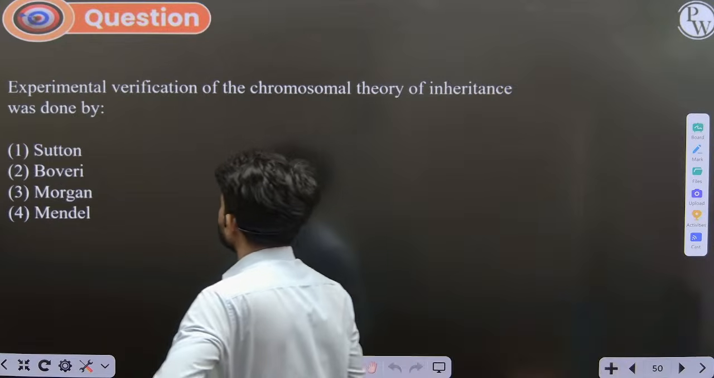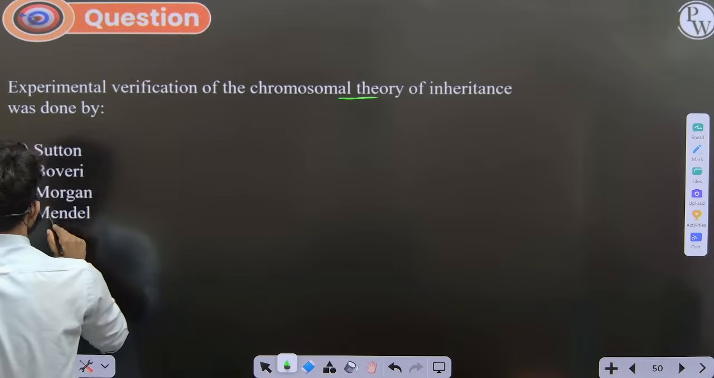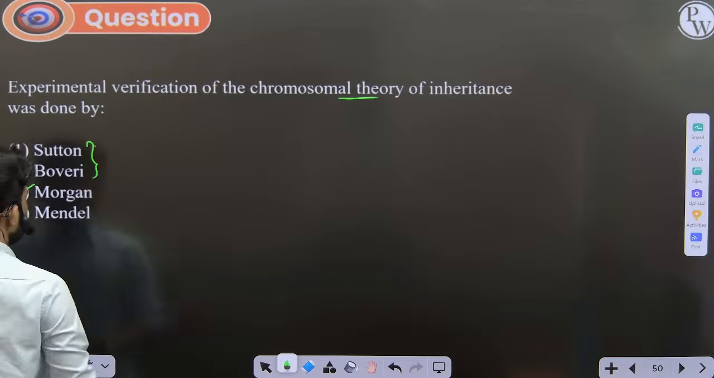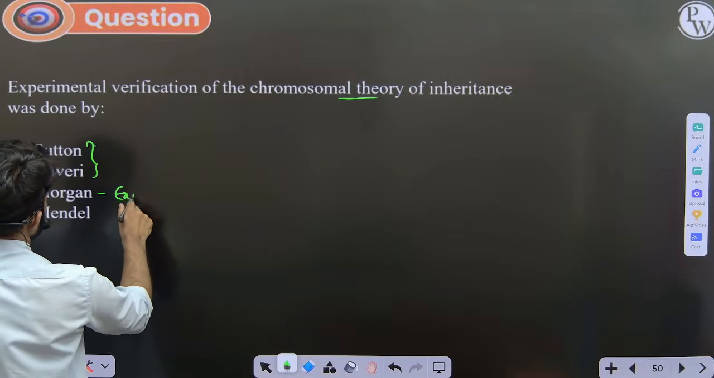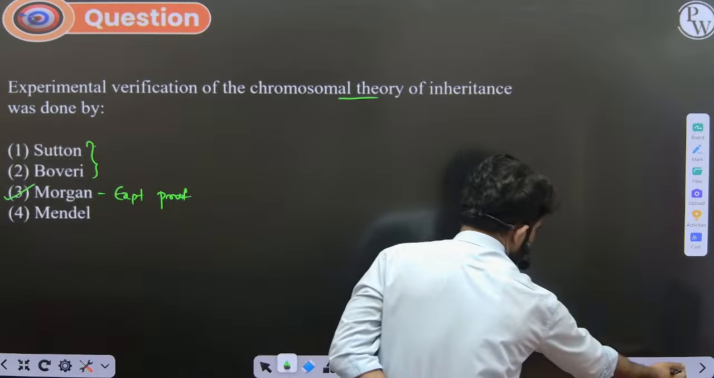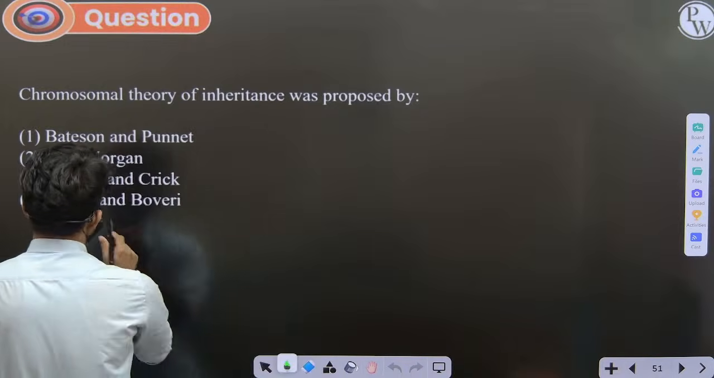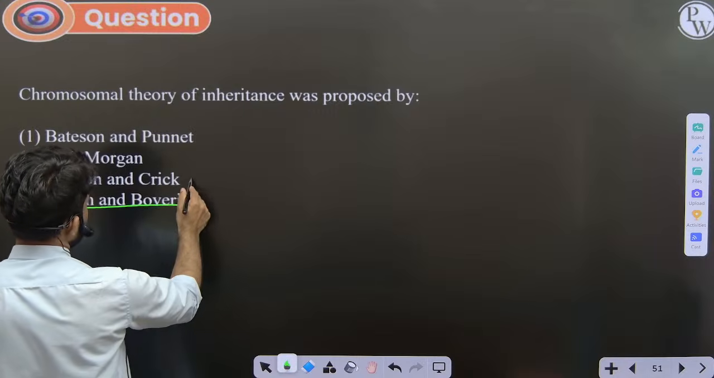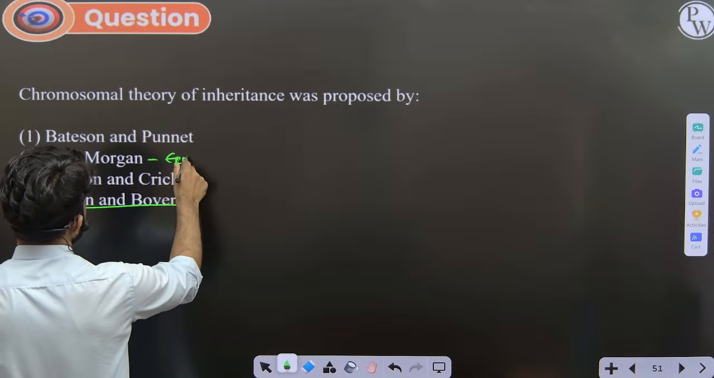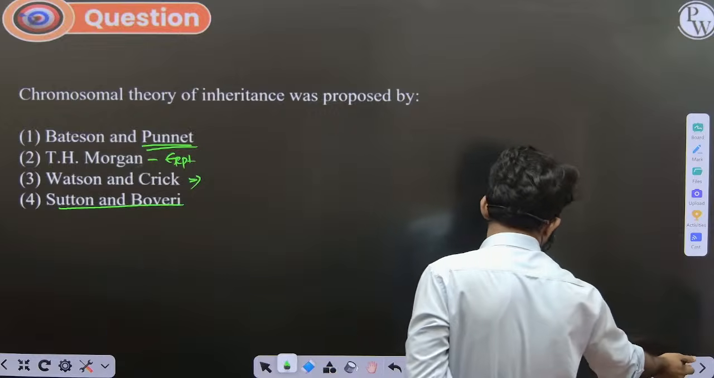So the next one is the experimental verification of chromosomal theory. The answer for this is C.H. Morgan. The theory was given by Sutton and Boveri, but the experimental proof was given by C.H. Morgan. So the correct answer is Morgan, the third one. The chromosomal theory of inheritance was proposed by Walter Sutton and Theodore Boveri. Watson and Crick gave the double helix model. Punnett and related work concern the Punnett square.